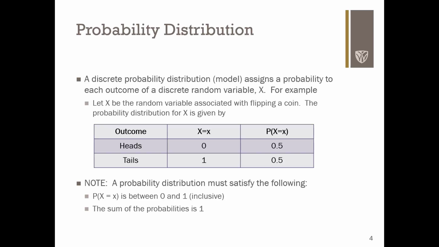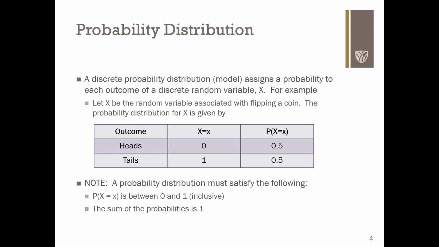So for example, let's take the idea of flipping a coin. If we think of flipping a coin, there are two possible outcomes, heads and tails. We can define a random variable x that assigns a numeric value to each of those outcomes. So we might define x as being 0 if the coin lands on heads, 1 if the coin lands on tails. So now we have a random variable x, and we can assign a probability to each of those outcomes. So the probability that x is equal to 0, or that the coin lands on a head, is 50%, and the probability that x is equal to 1, or that the coin lands on a tail, is also 50%.